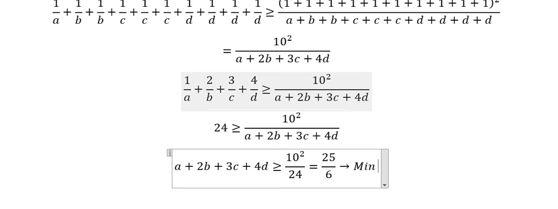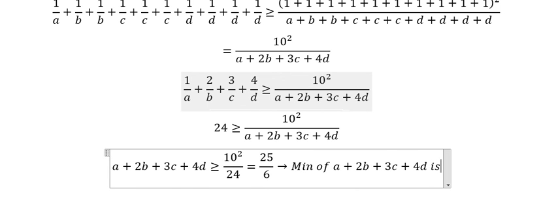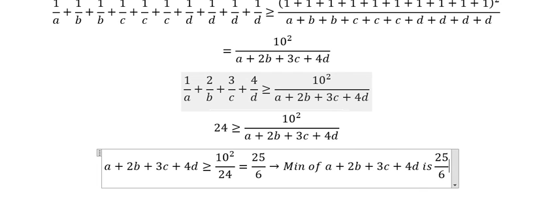So the minimum of this one is 25 over 6. This is the end.